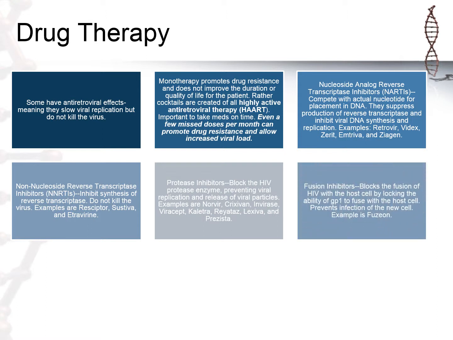Fusion inhibitors block the fusion of HIV with the host cell by blocking the ability of GP41 to fuse with the host cell, and it prevents infection of the new cell. An example is Fuzeon.